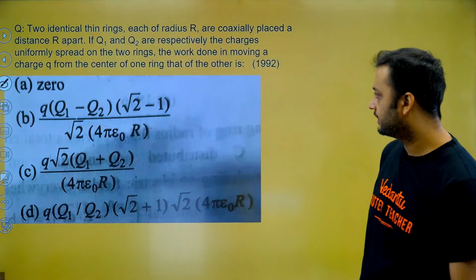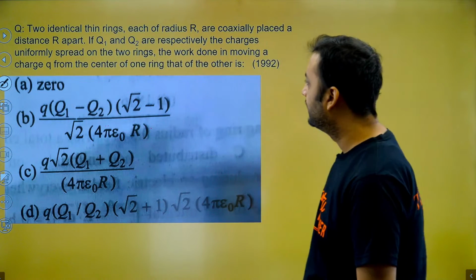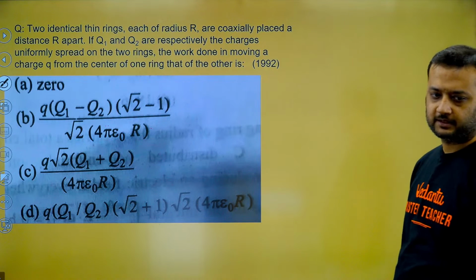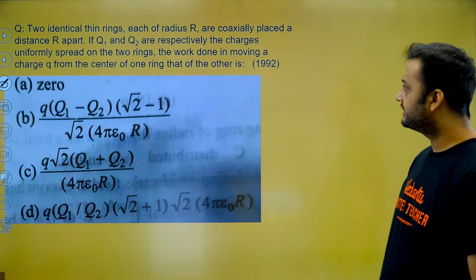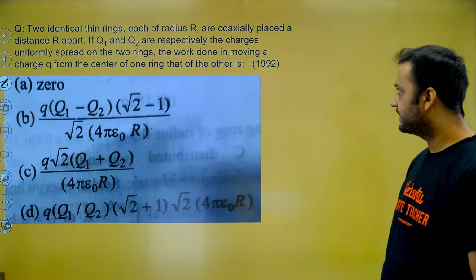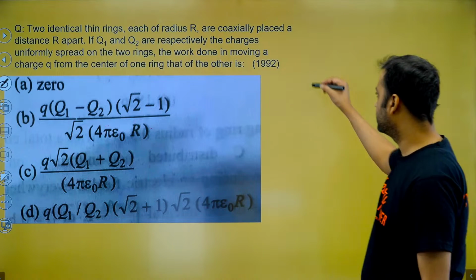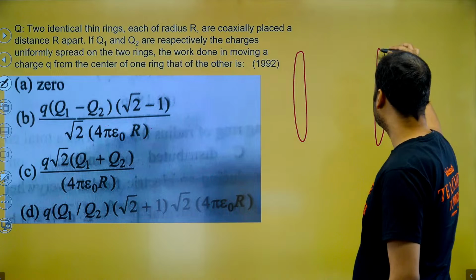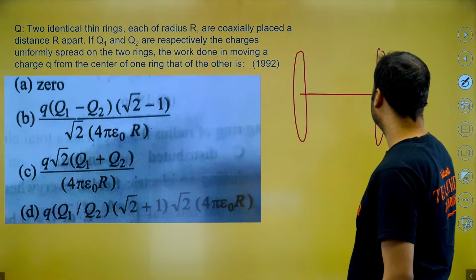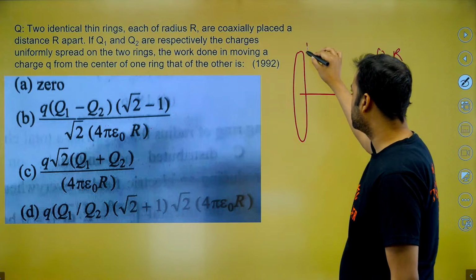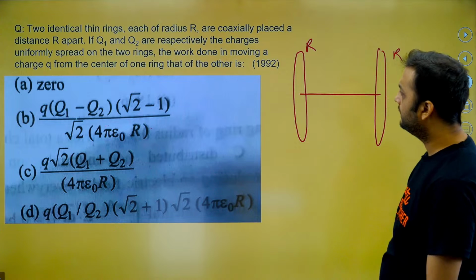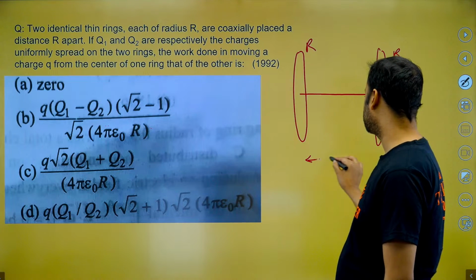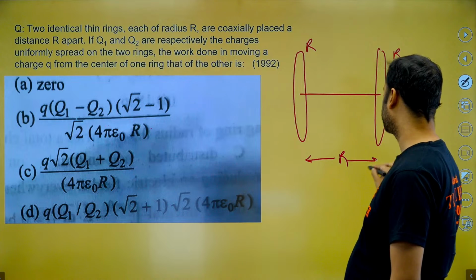Let us see this question. This is again a JEE 1992 question. Two identical thin rings, each of radius r, are coaxially placed at distance r apart. So basically, let us say this is one ring and this is another ring. Both are of radius r, and placed a distance r apart. So that means this distance is also r.